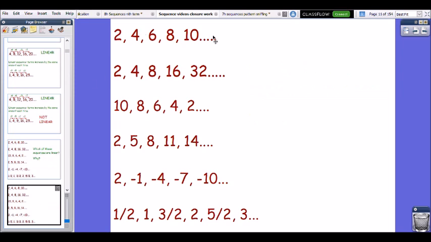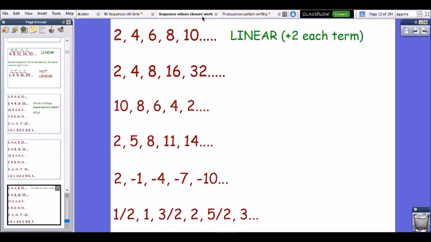Okay, so my first sequence of numbers, obviously you'll recognize. It's my even numbers or my 2 times tables. And I'm going to tell you this sequence is linear. We know this is a linear sequence because each term gets 2 added onto it each time. Okay, let's try the next one.